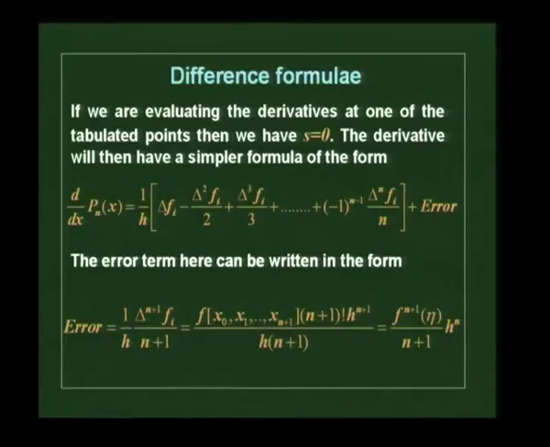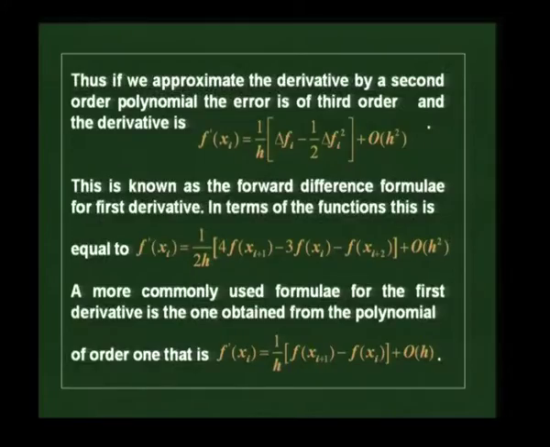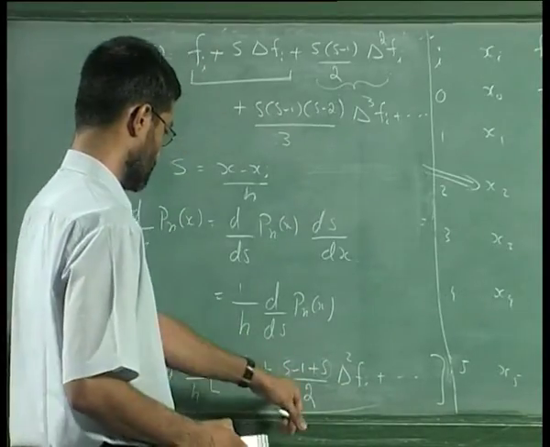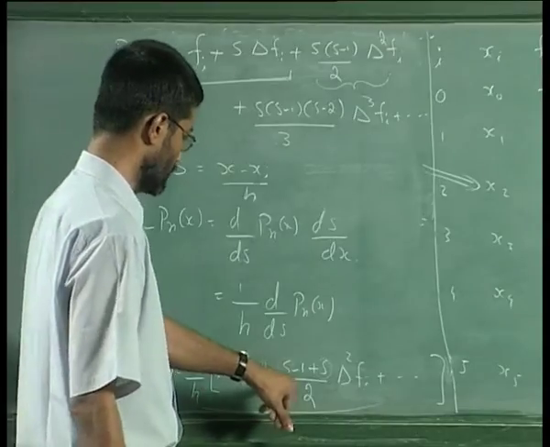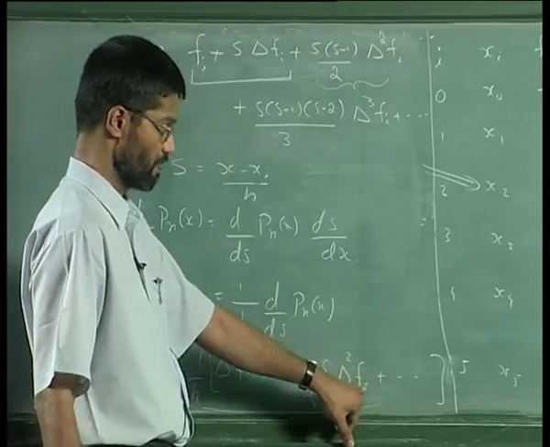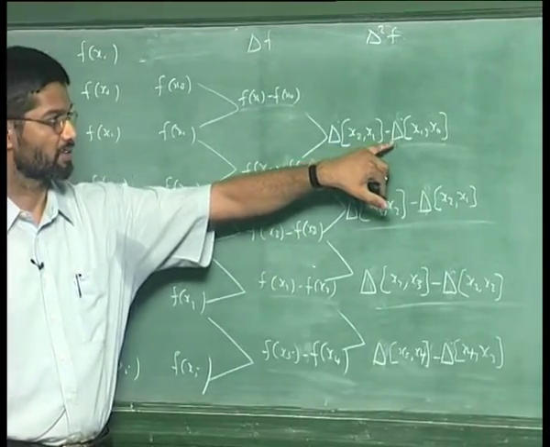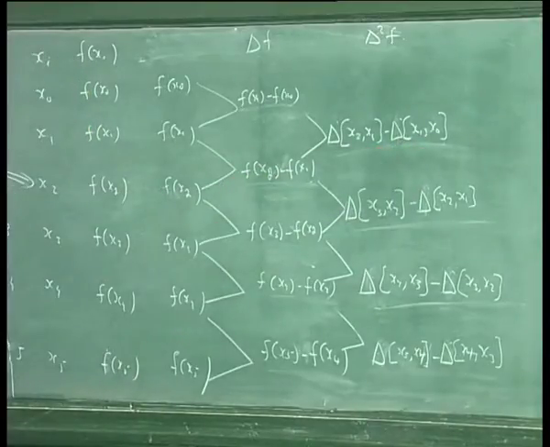And the error again is of the order of the next term, which would be of this form: delta n plus 1 fi by n plus 1. So let us look at this in the case of a second order derivative. If I take this by a second order polynomial, I terminate this here and take only these two terms. Then what do I get? We have delta fi, and then minus 1 by 2 del 2 fi, and del 2 fi is delta x2 x1 minus delta x1 x0. So those are the further differences.